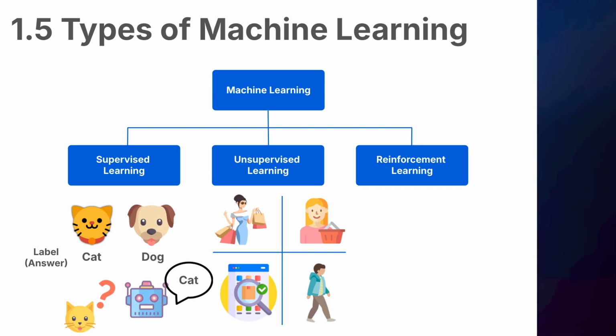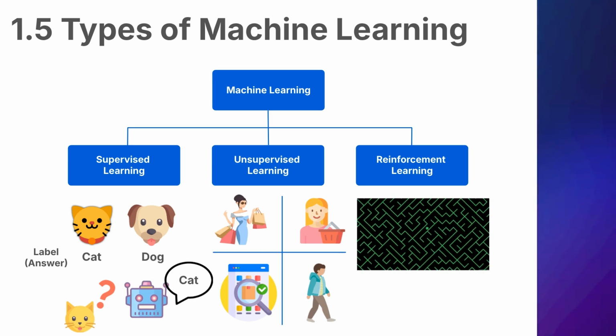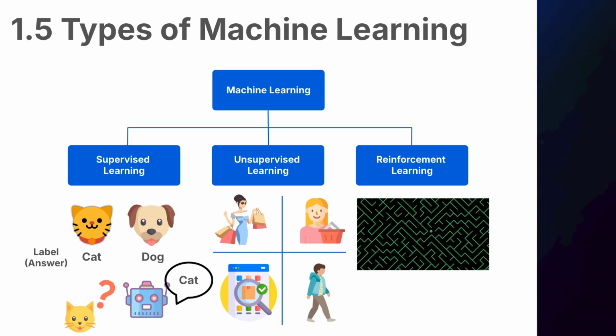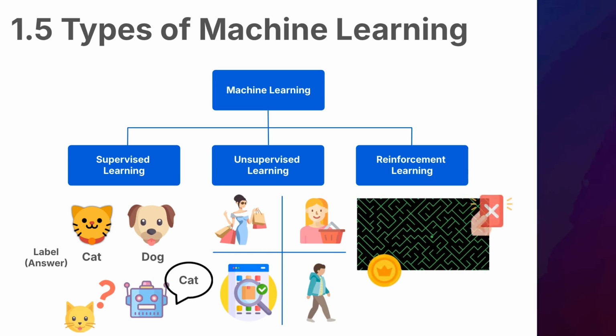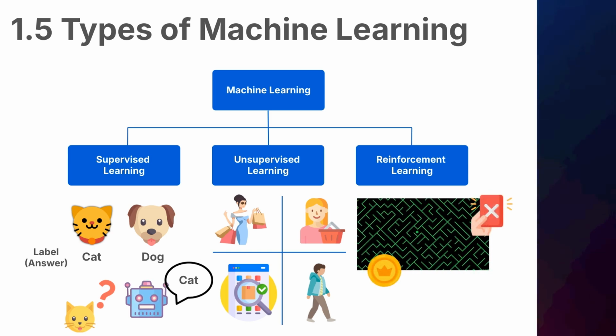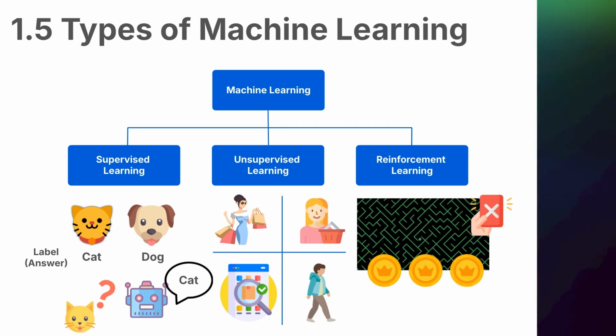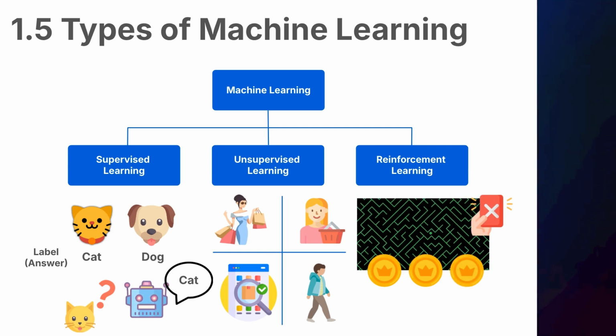Third, reinforcement learning. This type is like training a pet or playing a game. An agent, or the learner, interacts with an environment, takes actions, and receives rewards or penalties. Over time, it learns to make better decisions to maximize rewards. Common use cases are robotics, self-driving cars, and game AI.